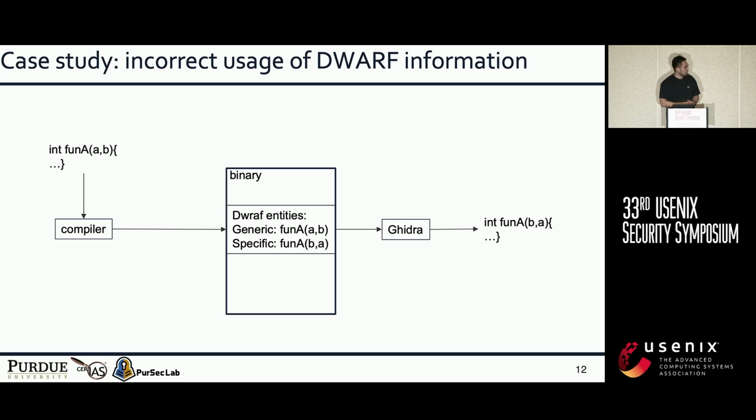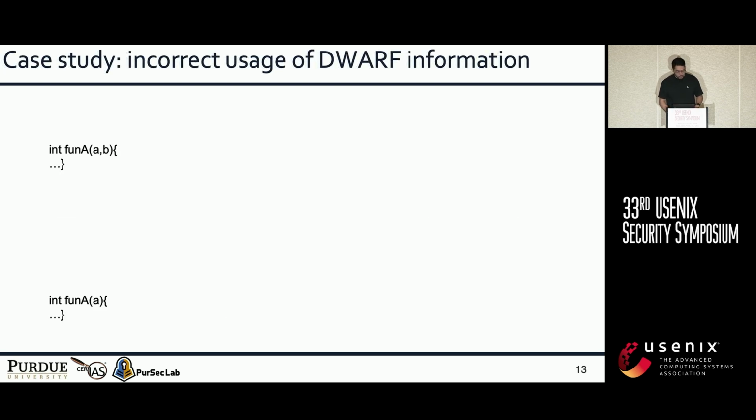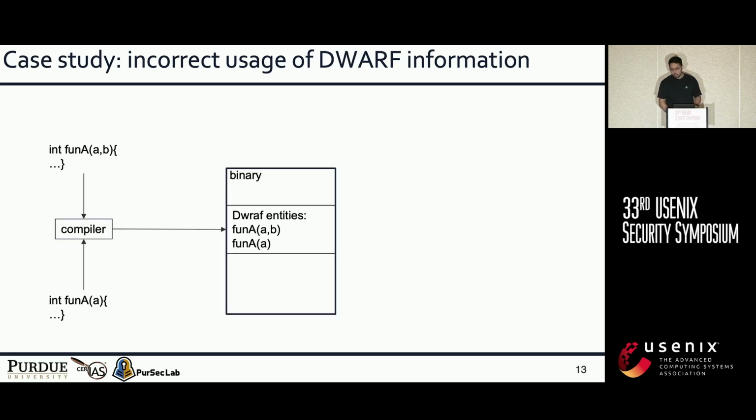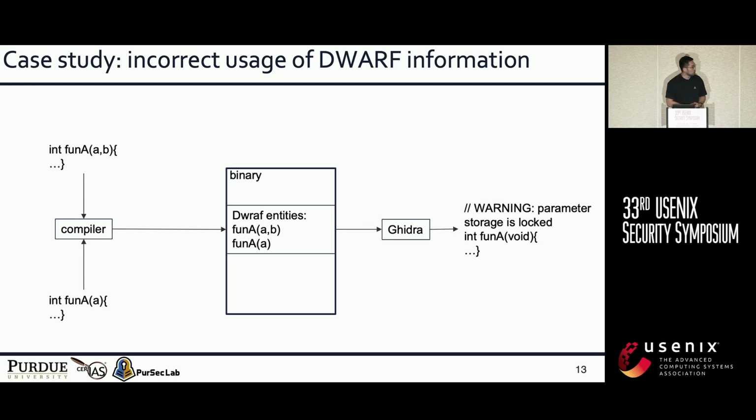Ghidra, therefore, will output the function with an incorrect order of the arguments. When facing function overloading, for example here, we have functions with the same name but different arguments in one binary. The DWARF will also store this in 2 entries. However, Ghidra may fail to match the correct entries, and then it will suspend its analysis and give us an argument with void.